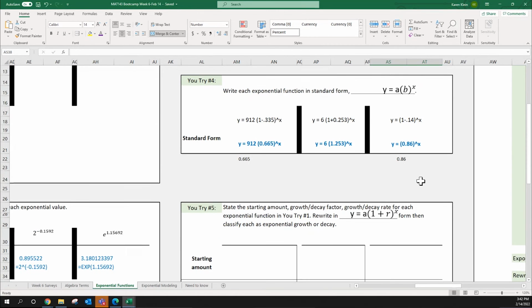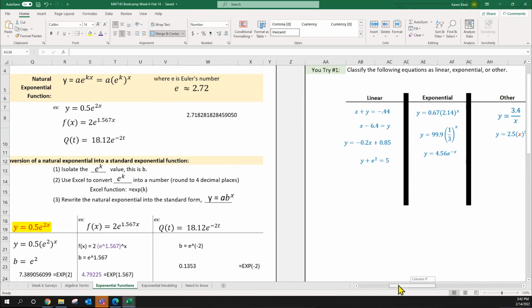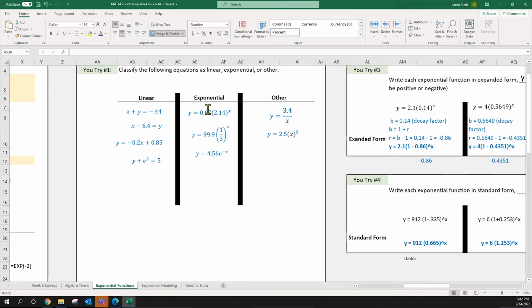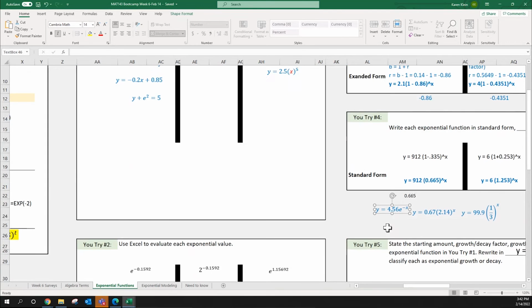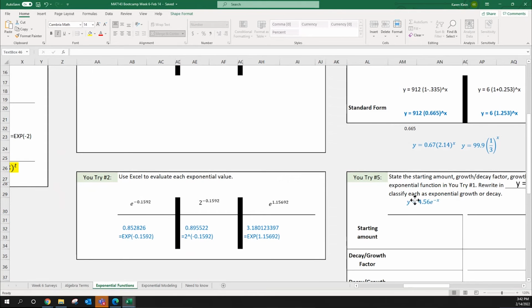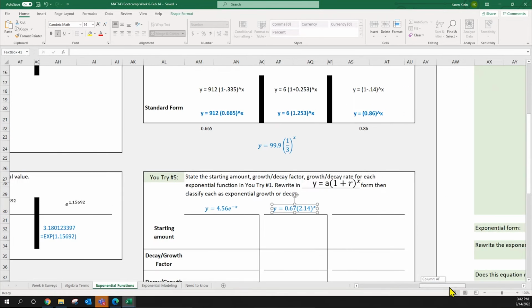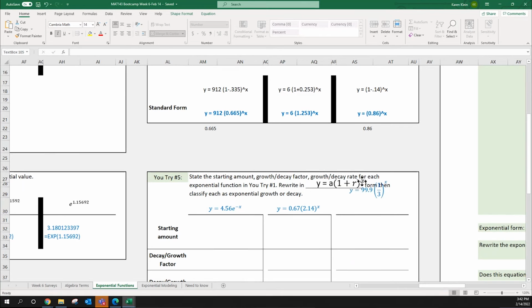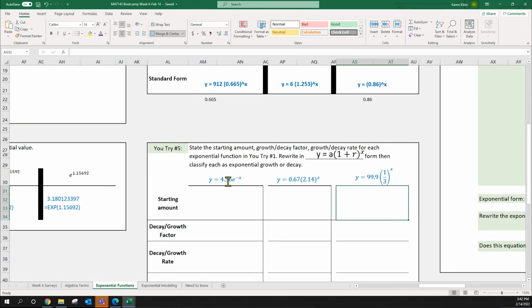So let's go up to this one here and let's copy those over. So they want us to take each of these exponentials and they want us to expand them. So I have this one here, I have this one here, and I have this one here. So there's 3 of them. So for each one of these, let's identify the starting amount.